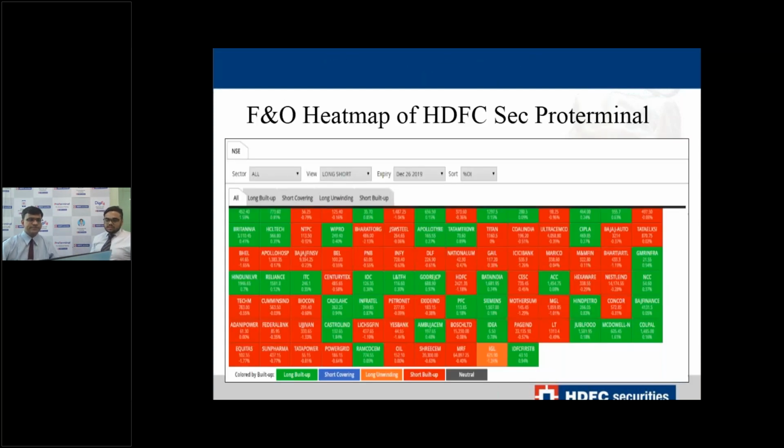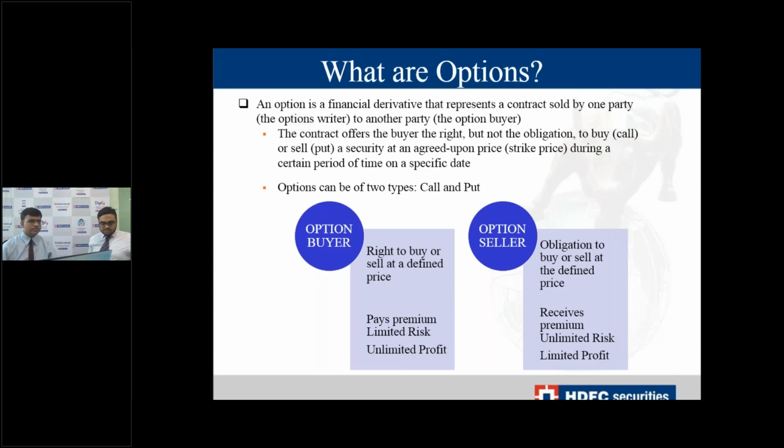Yeah, Subash, now let us see what are options. So can you please explain what are options? An option is basically a financial derivative contract that represents a contract sold by one party to another party. The contract offers the buyer the right but not the obligation to buy a security at an agreed upon price during a specific time and on a specific date. So there are two types of options. There could be a call option and a put option. A call option gives you the right to buy an underlying asset, whereas a put option gives you the right to sell an asset.